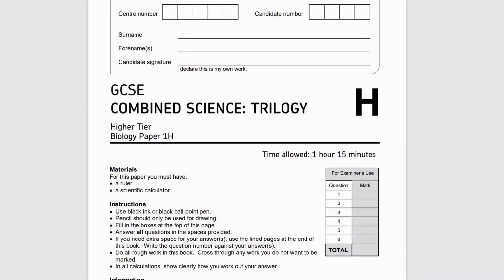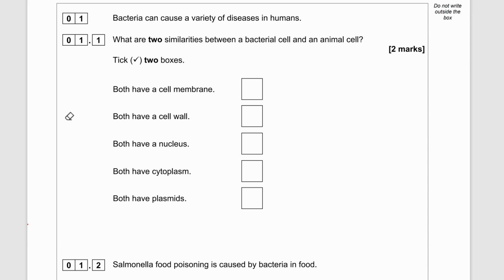This will be a walkthrough of the AQA GCSE Combined Science Trilogy 2022 Biology Higher Tier Paper 1. Question 1. Bacteria can cause a variety of diseases in humans.